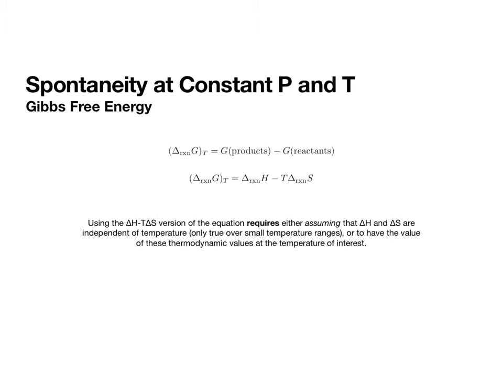A lot of reactions that we complete in the lab are at constant pressure and temperature. We have a beaker sitting out on the bench. That means it is at constant pressure. And we can stick that beaker into a bucket of water, keeping it at constant temperature. When we have constant temperature and pressure, spontaneity is best described by the Gibbs free energy.